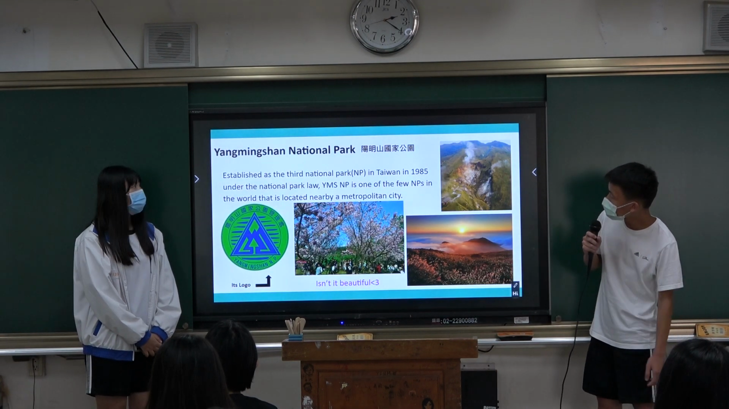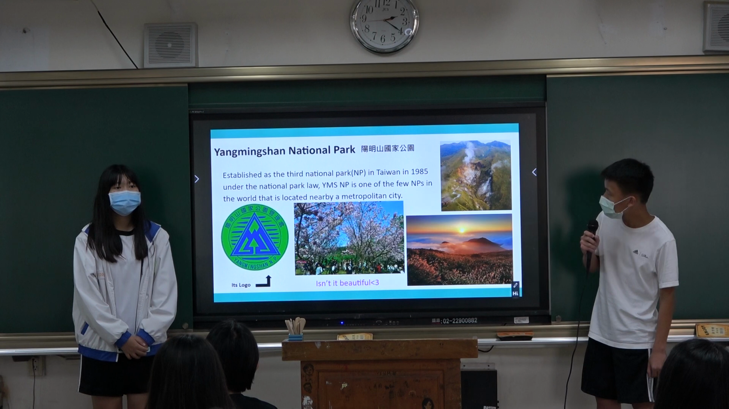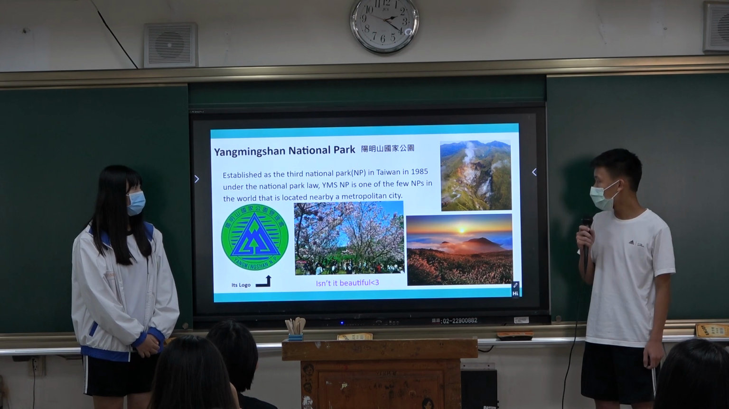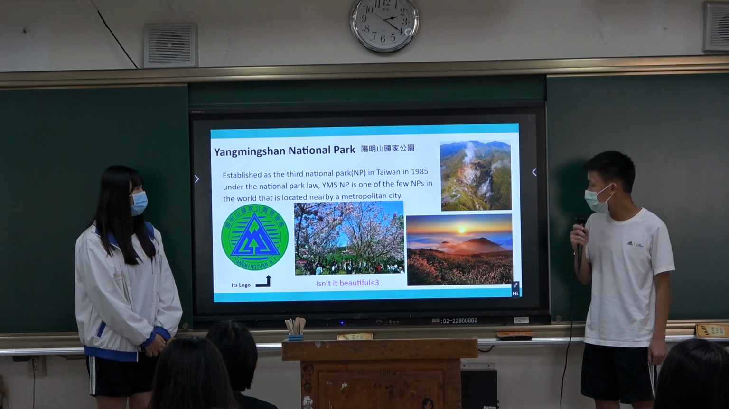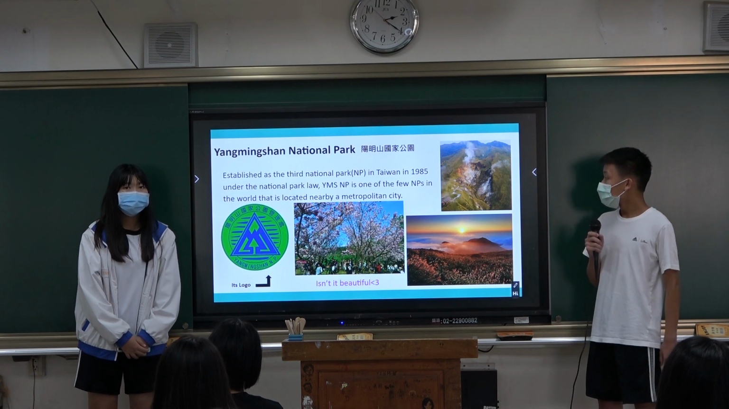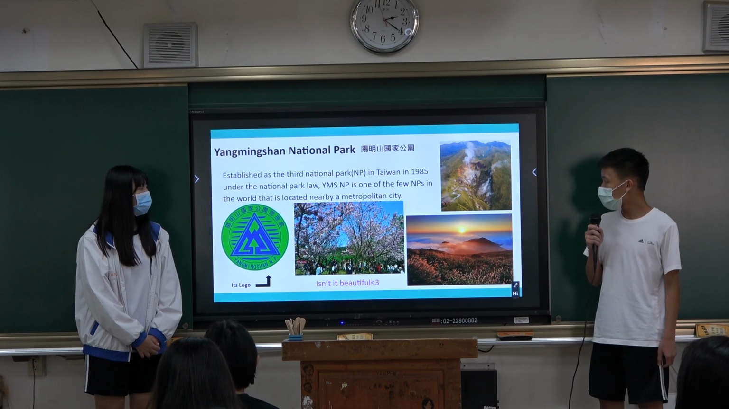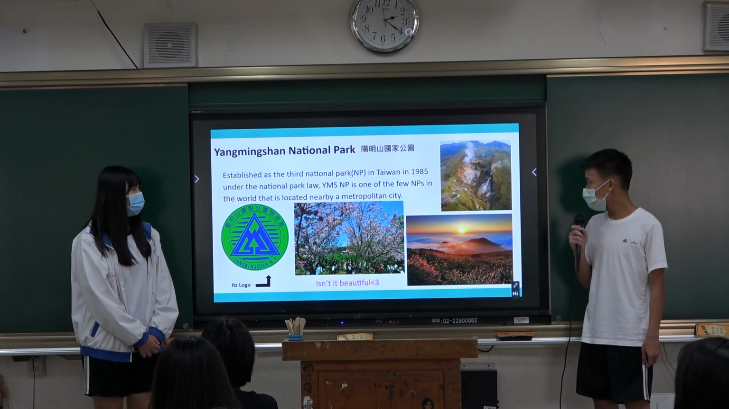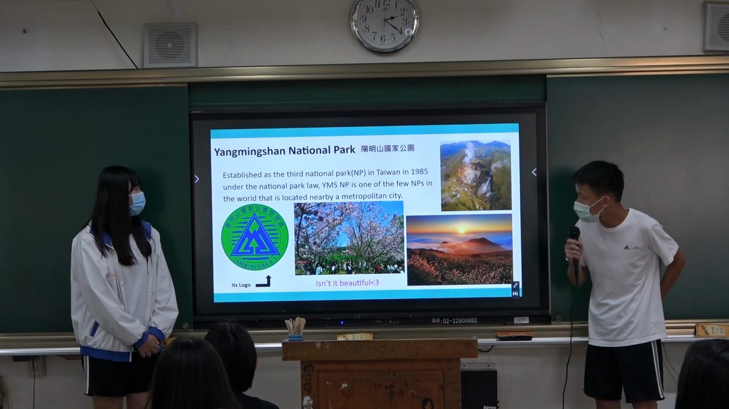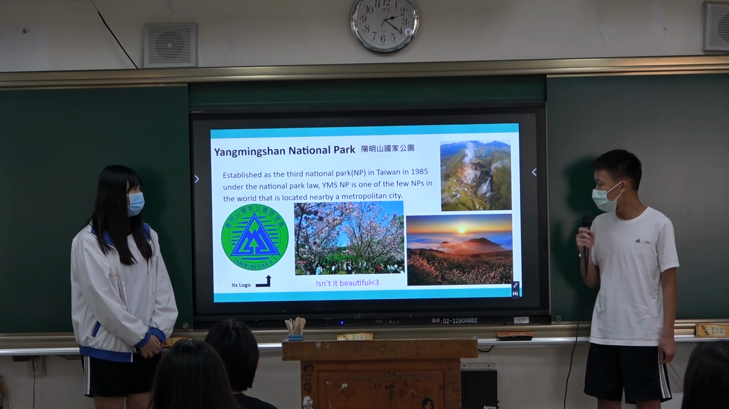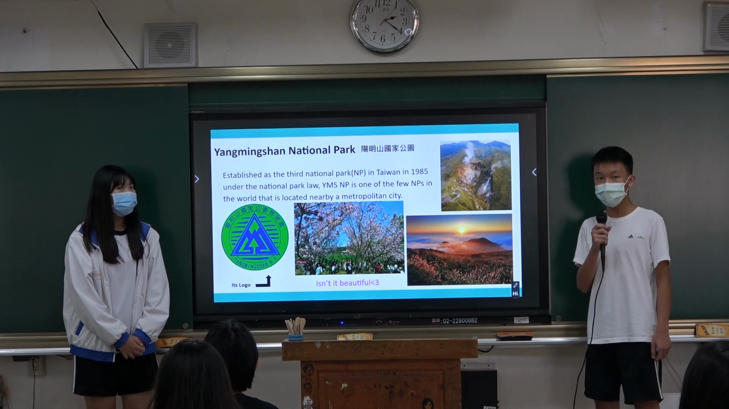And the next one is Yangmingshan National Park. Established as the first national park in Taiwan in 1985 under the National Park Law, Yangmingshan National Park is one of the few national parks in the world that is located nearby a metropolitan city. Thank you for listening.